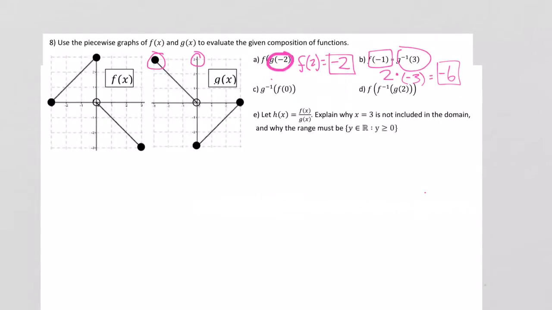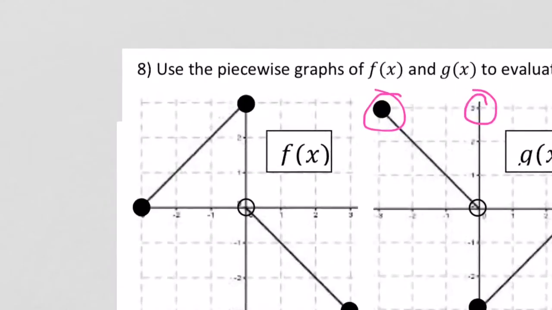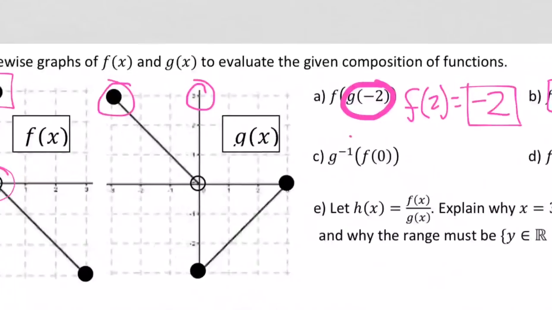Inverses just work the opposite. Instead of going to the x value, go to the y value and get the x value. So g inverse of f of 0. Find f of 0 first. It is not that point right there. Now that open circle right there means that our function does not take on that value. You need to find the corresponding spot with the closed circle right there. So f of 0 is 3.